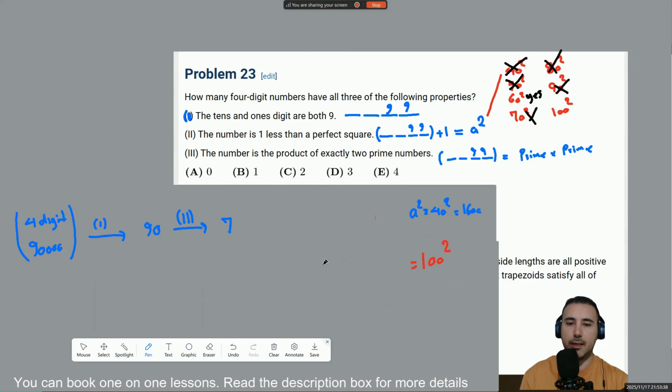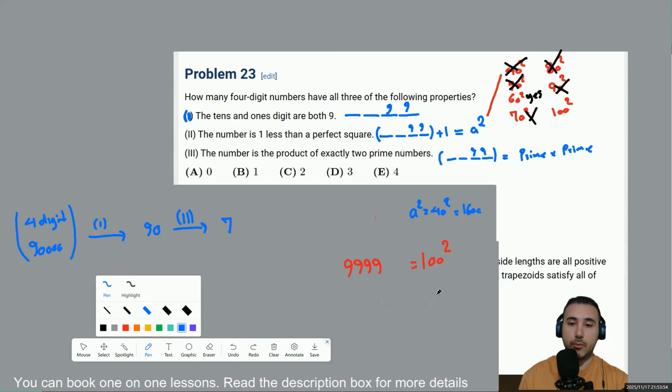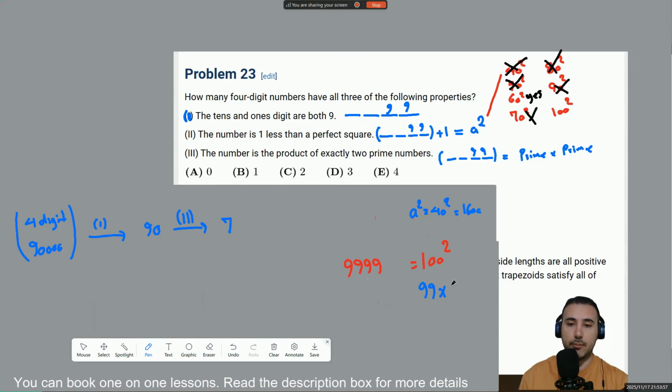It's okay because now 100 squared minus 1 is actually a 4-digit number. This is a 5-digit number. This is a 4-digit number. We have to check this one also. So this one now, 9999, we could write it as 99 times 101. This one is prime, but this one is not prime because it's divisible by 3, 9, 11. So of course not. Then this one is also not. So we only have this one.